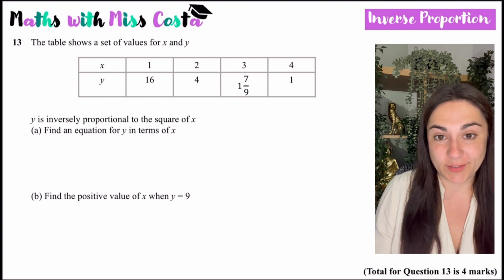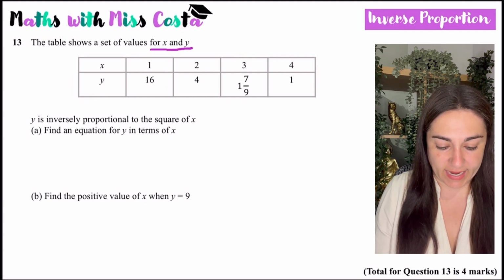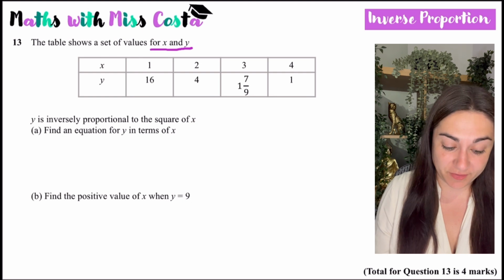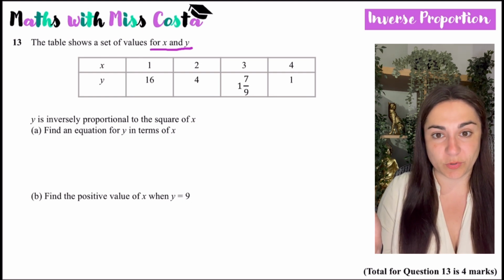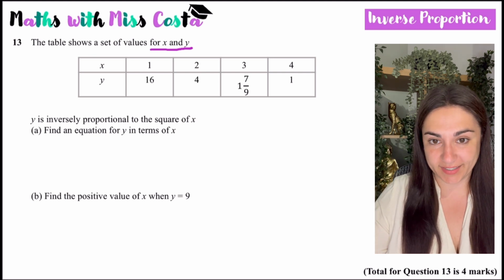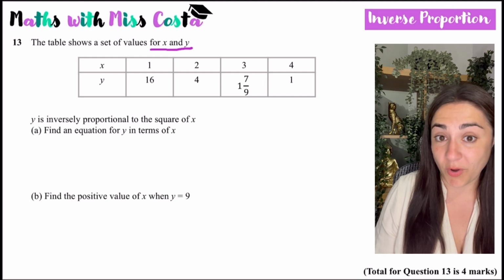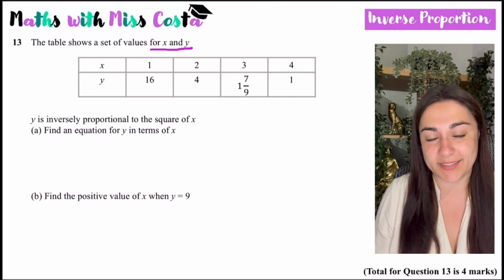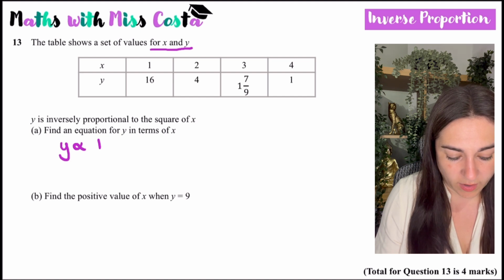Okay, so in this question, I'm told that the table shows a set of values for x and y. And I'm told that y is inversely proportional to the square of x. So inverse proportion is where when one variable increases, the other decreases. And usually when I've got something like this and I'm told something's inversely proportional, I can set up a statement for myself. So the way I do that is by saying y is inversely proportional to the square of x.